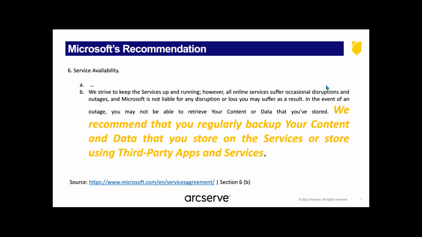And here we go. This is an example of one of the terms and conditions. This is actually from Microsoft 365. You'll see right there, it says that even though they will do their best to prevent outages and make sure the service is available, blah, blah, blah, that whole little area that's outlined in yellow, they recommend that we regularly back up our content and data that we store on the services using third-party apps and services. So they'll even suggest it.